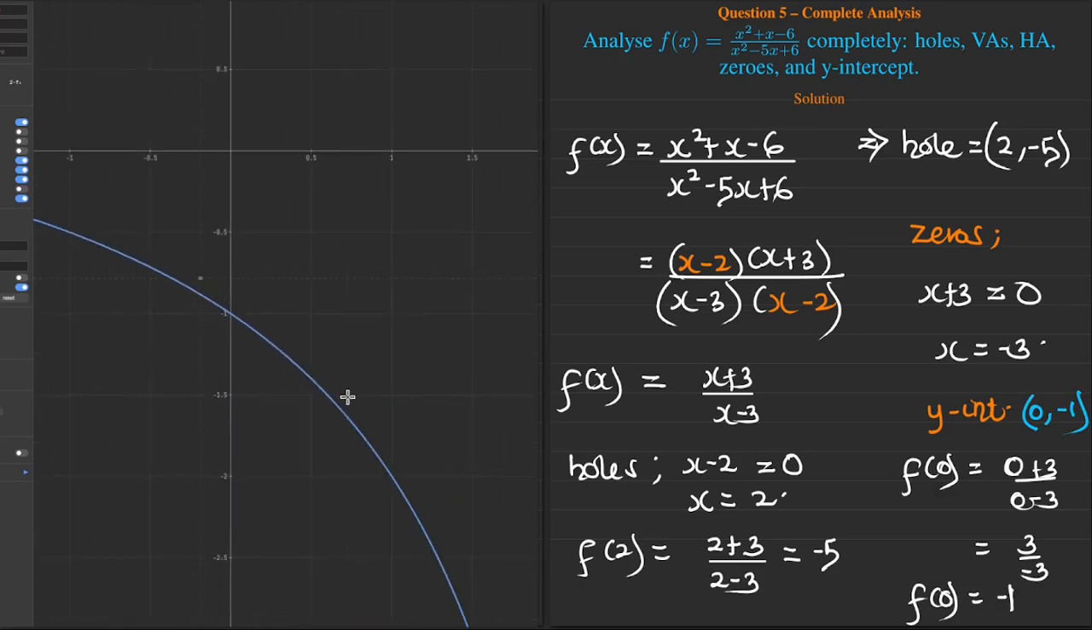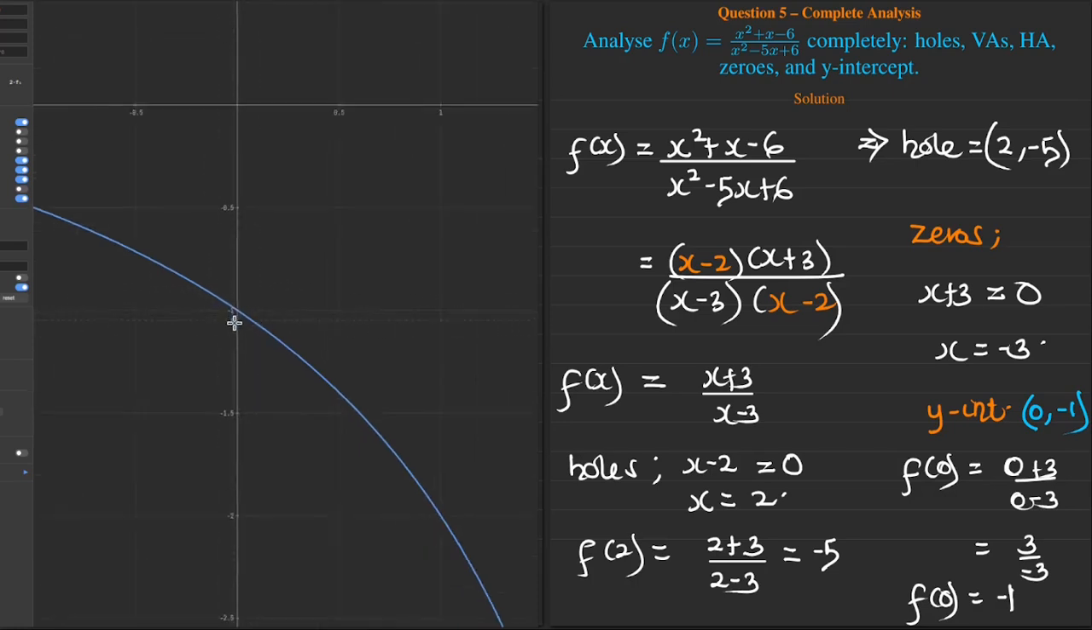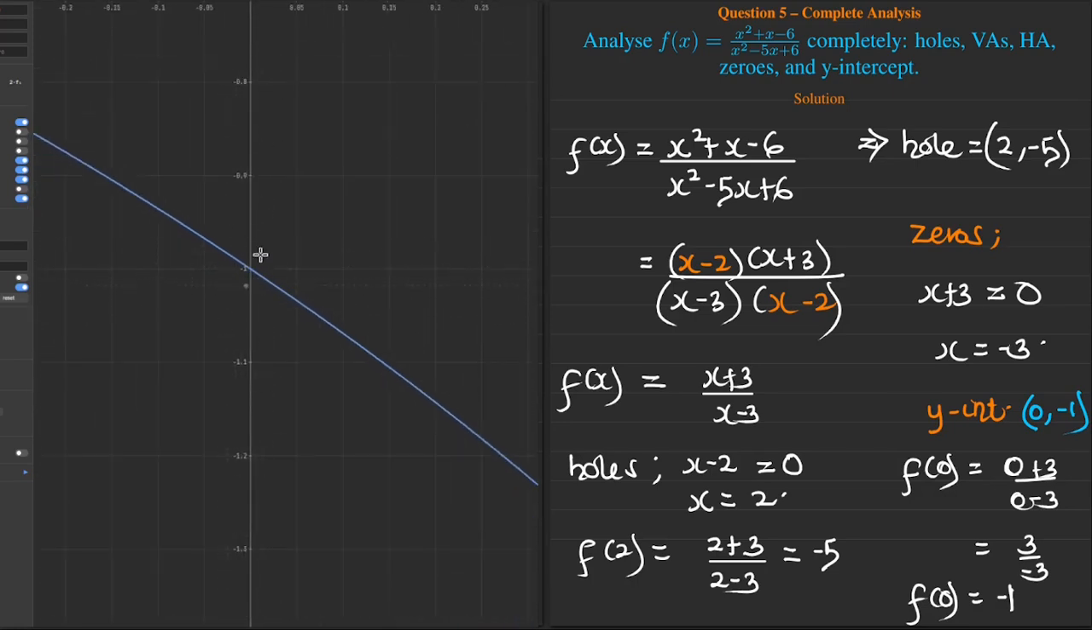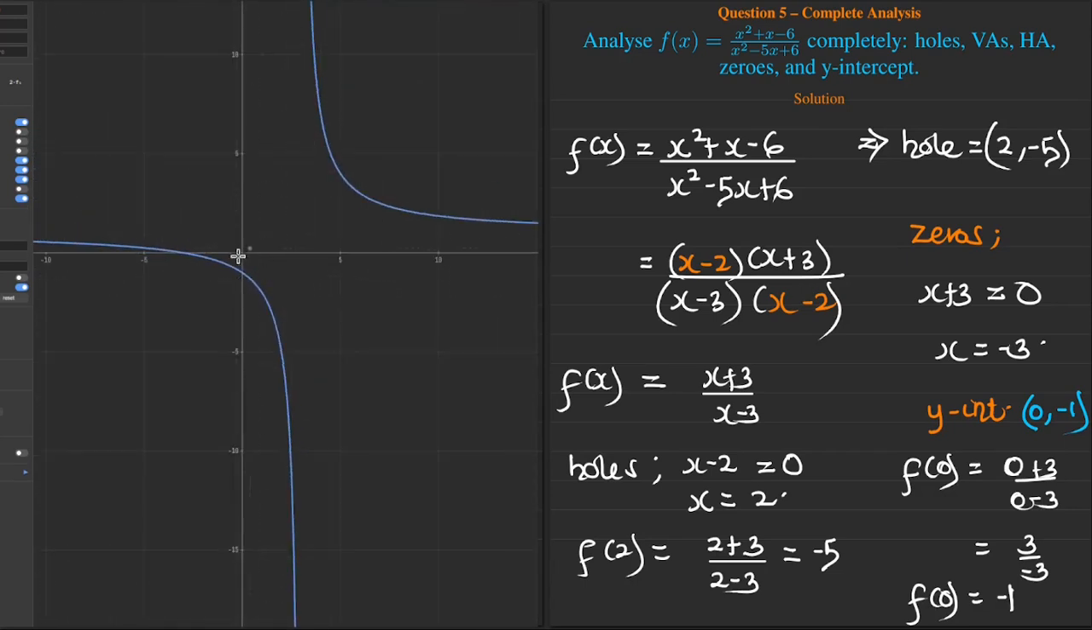Now let's look at its coordinates. You see, at x equals 0, y equals negative 1. As you see the negative 1 over there very nicely. So that will be it for our holes, zeros, and intercepts. Let's now look at the vertical and then the horizontal asymptotes.